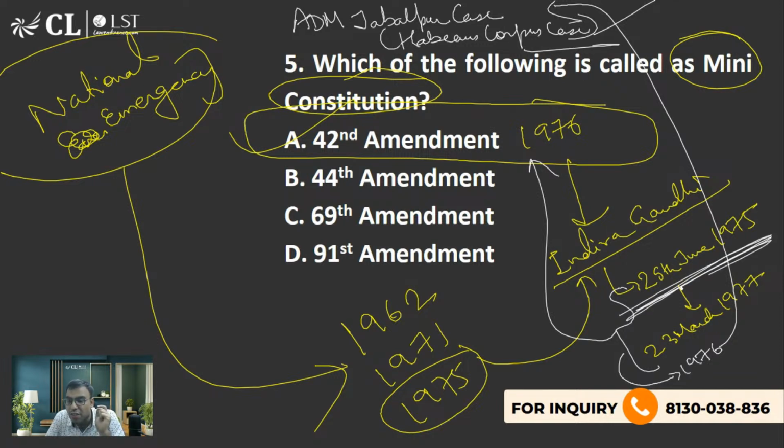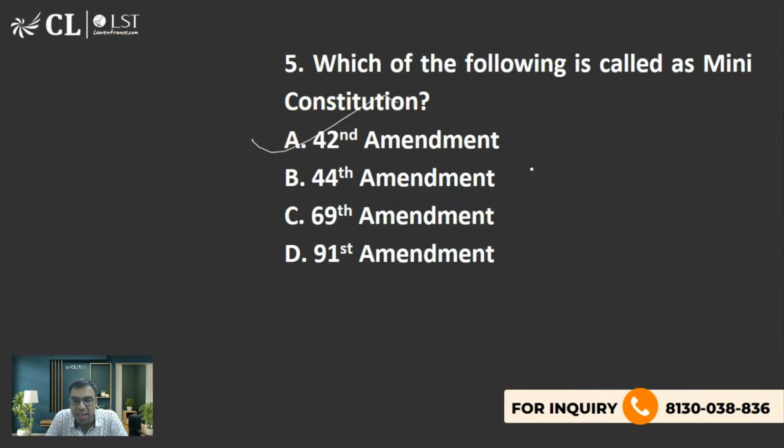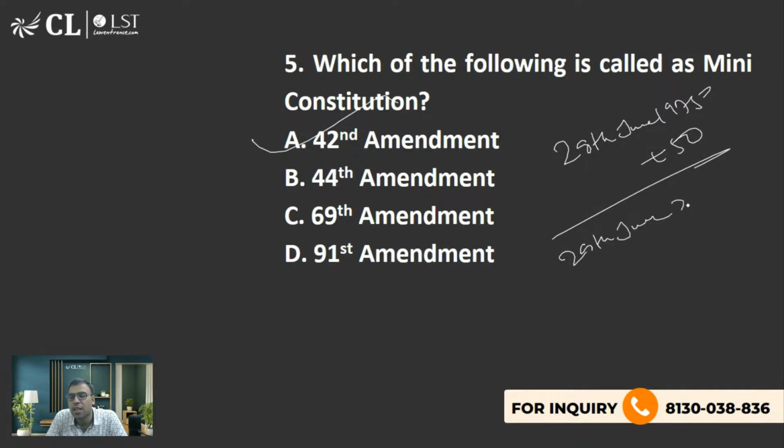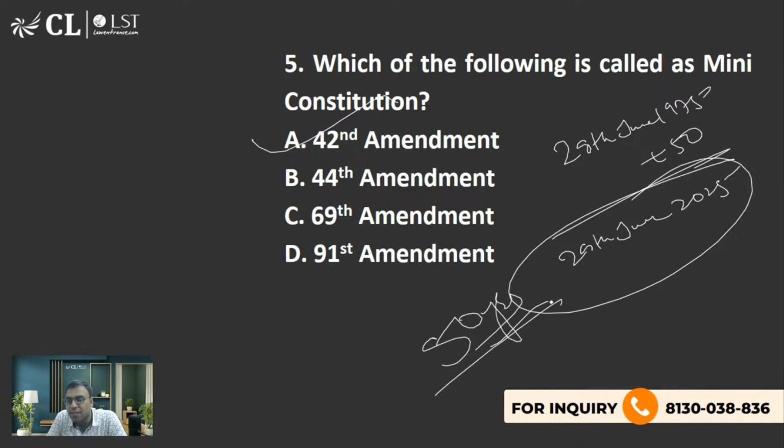Because of the date, 25th June 1975. If you add 50 years, it becomes 25th June 2025, so 50 years have been completed. Now 50 years of the national emergency, the third and most criticized one. That is why there is a high likelihood of questions from here, because 50 years have been completed.